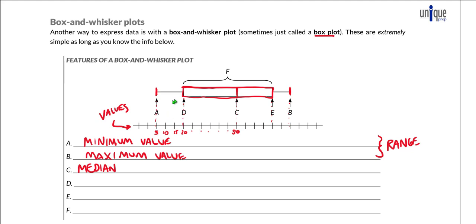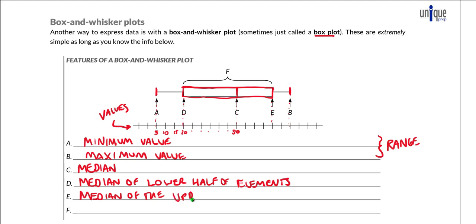In terms of D and E, let's talk about those next. D we're going to call the median of the lower half of the elements in the set, the data points in the set. The median of the lower half, and then E is the median of the upper half of the elements.